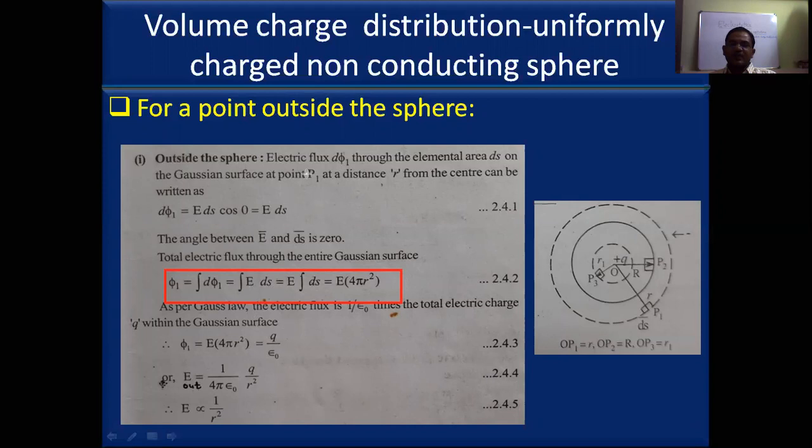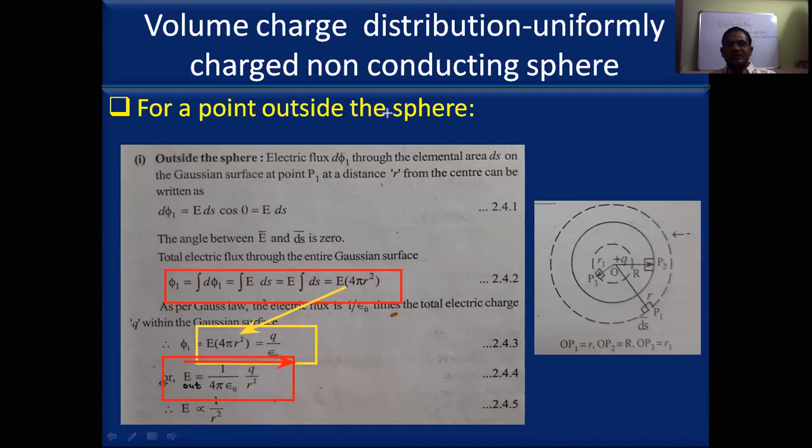Then applying Gauss law, according to Gauss law, the integral of E bar dot dS bar should be equal to Q by epsilon naught. Substituting this value here, we get E into 4 pi r squared equals Q by epsilon naught. From that, E outside equals 1 by 4 pi epsilon naught times Q by r squared. This is the required expression.